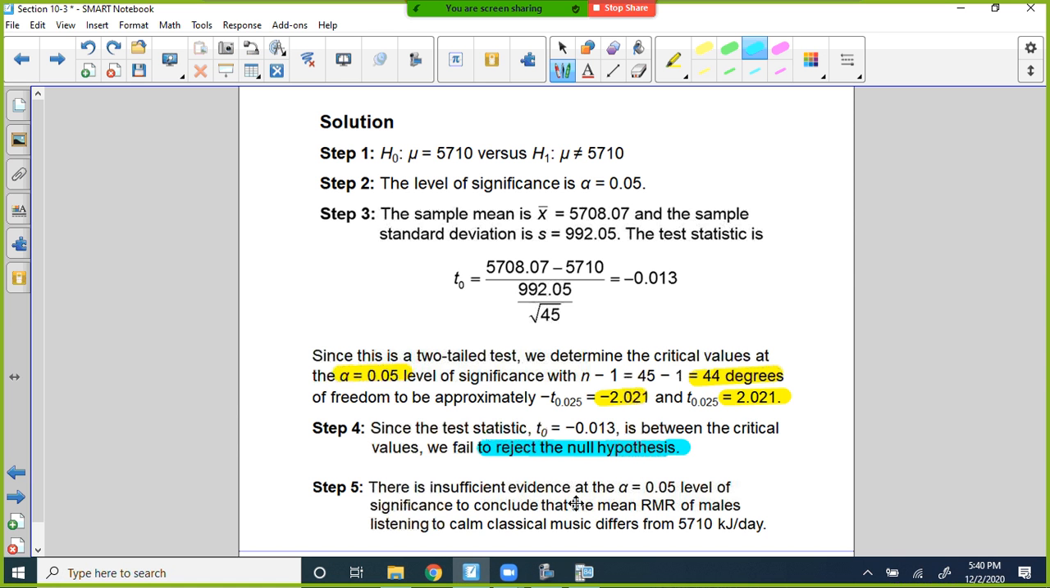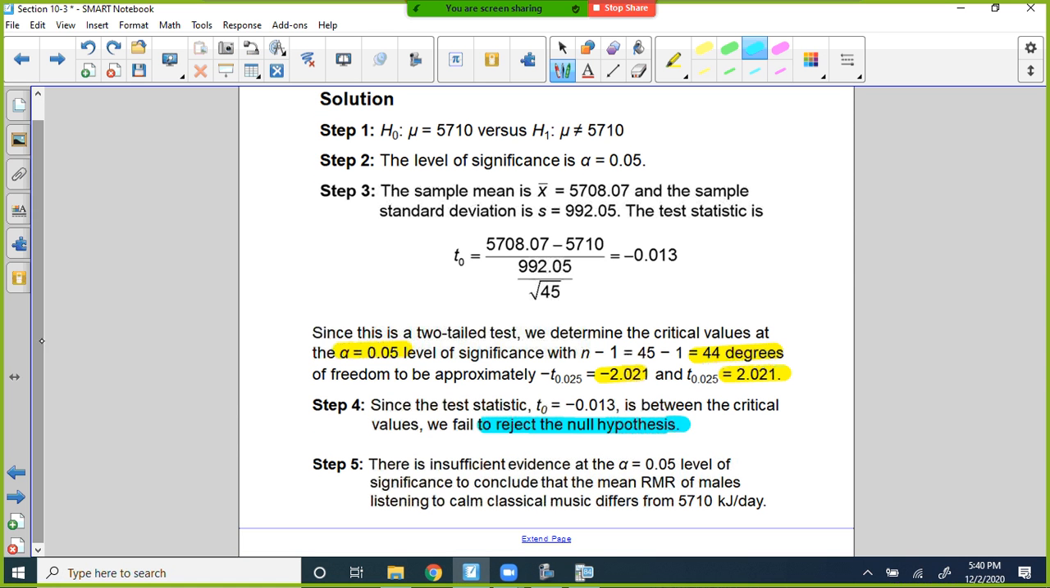All right, now, did I do this one? There's insufficient evidence. They just went ahead and wrote the claim. There's insufficient evidence at an alpha of 0.05 level of significance to conclude that the mean resting metabolic rate of males listening to calm music differs from 5710 kilojoules, right? So that's the statement that you're making. You're either rejecting the null or accepting the alternative hypothesis, right?